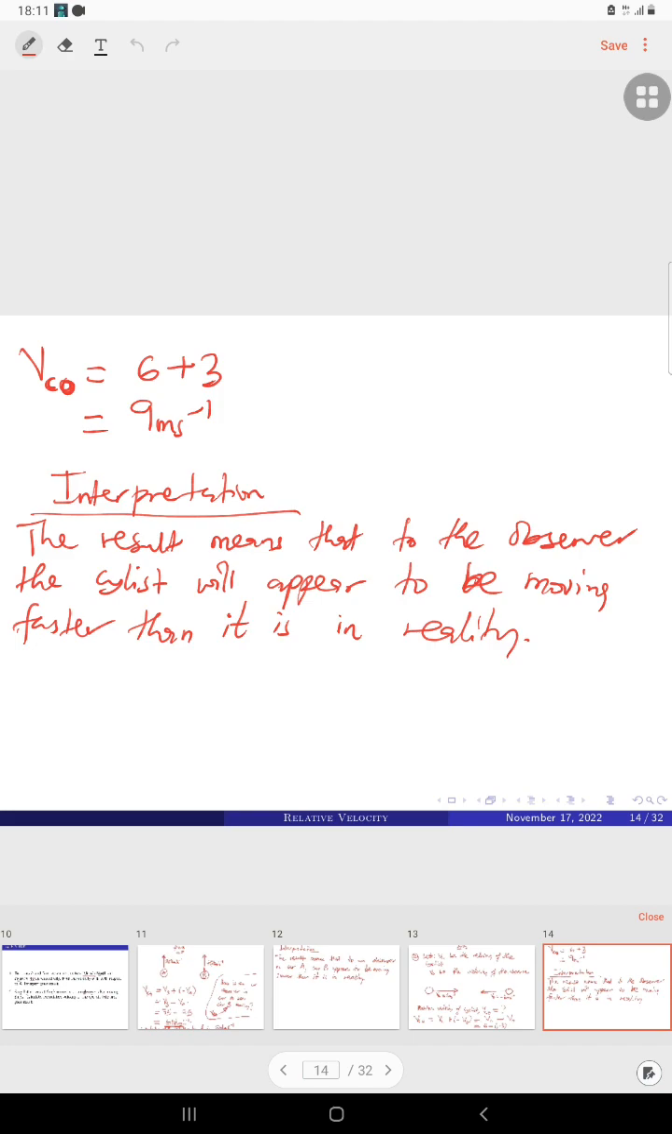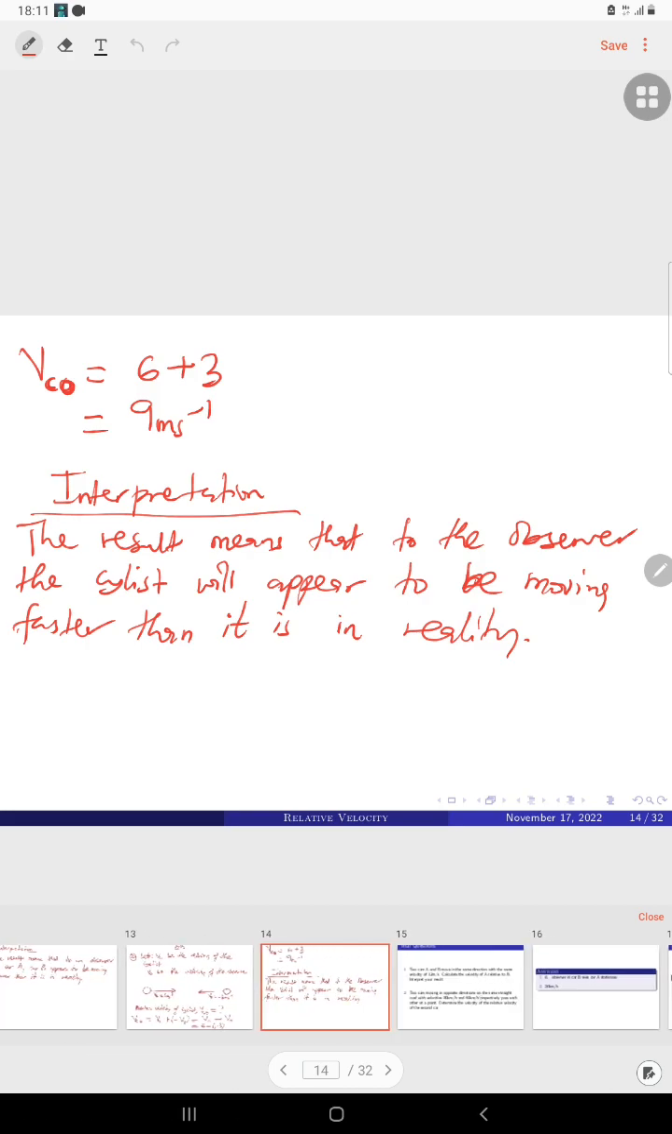Good. I think on this note, we have done enough on parallel vectors. If you have any question, don't forget to send your question.